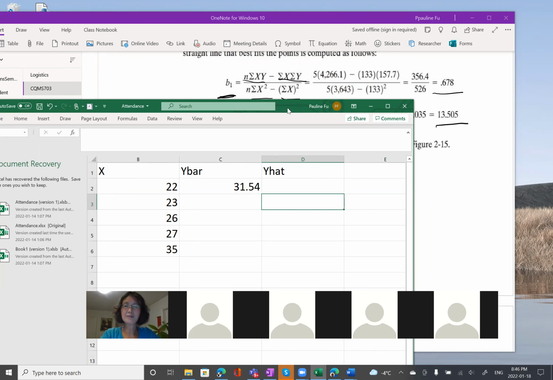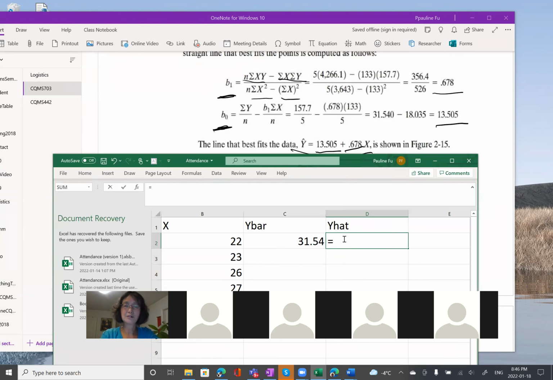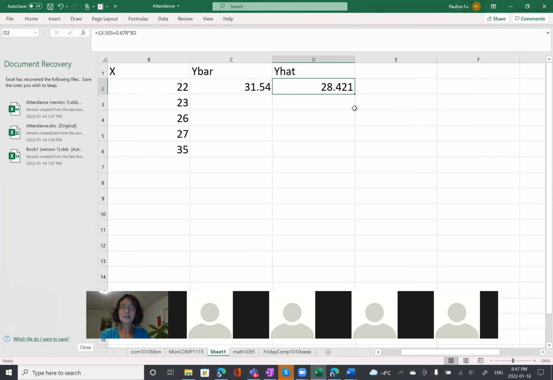is an equation. Say y hat equals 13.505 plus 0.678 times x. See, where is my x? This 22 is my x. So how do you calculate y hat? Plug the x value into the equation. You get y hat, not y. When you plug into the equation, you get y hat. Now you copy this down, and you get y hat for the other y.